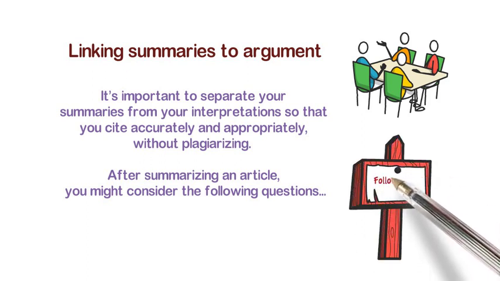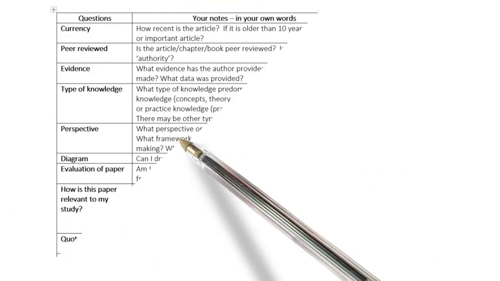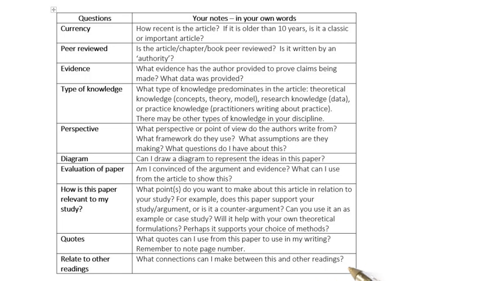So now I want to look at linking summaries to your arguments, and I want you to think about some of these questions that you might ask yourself. So this is really about taking notes, how you would take notes on an article. So you might look at the currency: how recent is the article? If it's older than 10 years, do you have to make an argument for why it's important? Is it classic? Is it written by a key author?